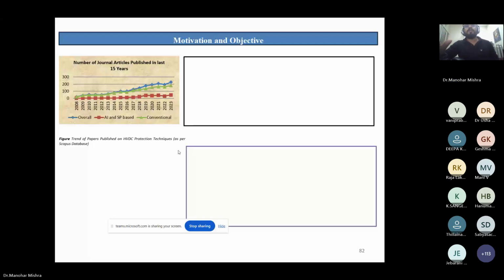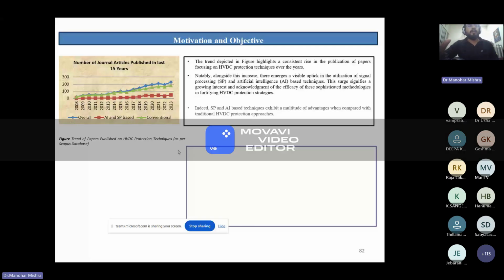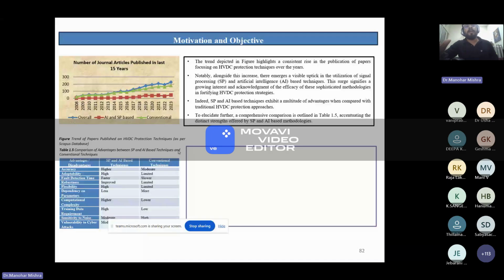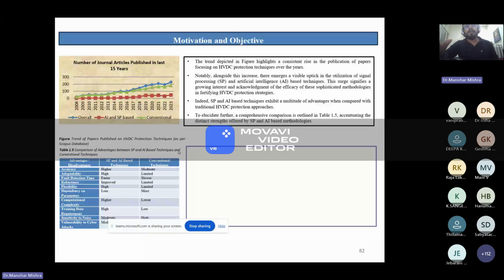So this is important. And in the table we provide the advantages of signal processing and AI techniques over conventional ones. Accuracy is higher, adaptability is higher, fault detection time is faster, robustness is improved, flexibility is high, dependency is less, and computational complexity is higher. Like this, there are many advantages over conventional techniques.